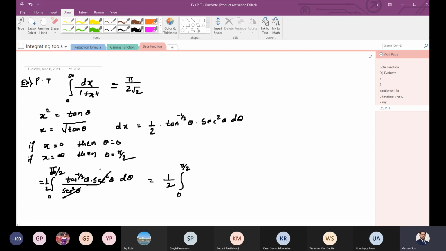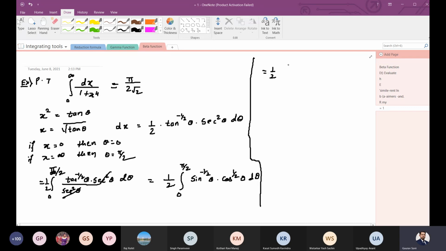tan theta is actually sine theta upon cos theta. So I can write this as sine raised to minus 1 by 2 theta into cos raised to 1 by 2 theta d theta. Any difficulty in this? No.